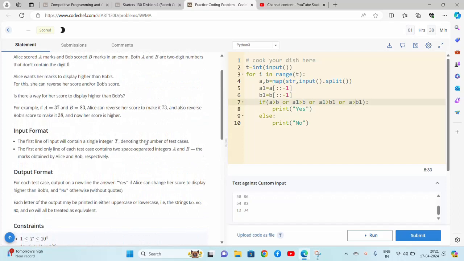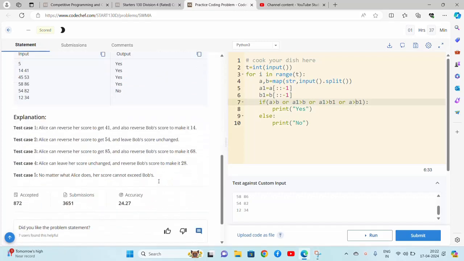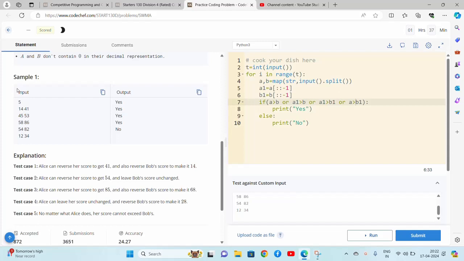If it is possible for Alice to score higher than Bob's score, then we need to return yes. Otherwise, we need to return no. Here you can read the sample input so that you will get a clear idea of what they are asking.